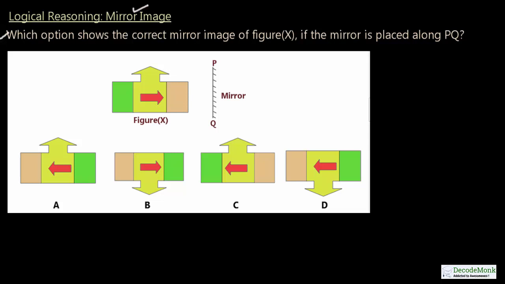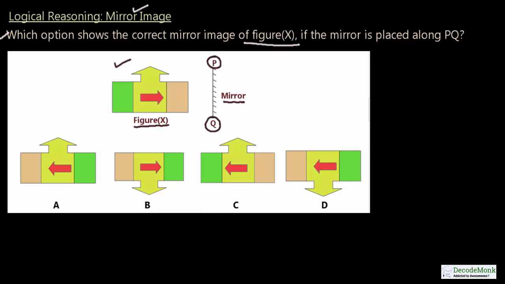Similarly, this question also reads, which option shows the correct mirror image of figure X if the mirror is placed along PQ? And then you are given this particular image, and there is a mirror over here along P and Q. This is the mirror, and this is the figure X. And out of these options A, B, C and D, you have to find out the correct mirror image.